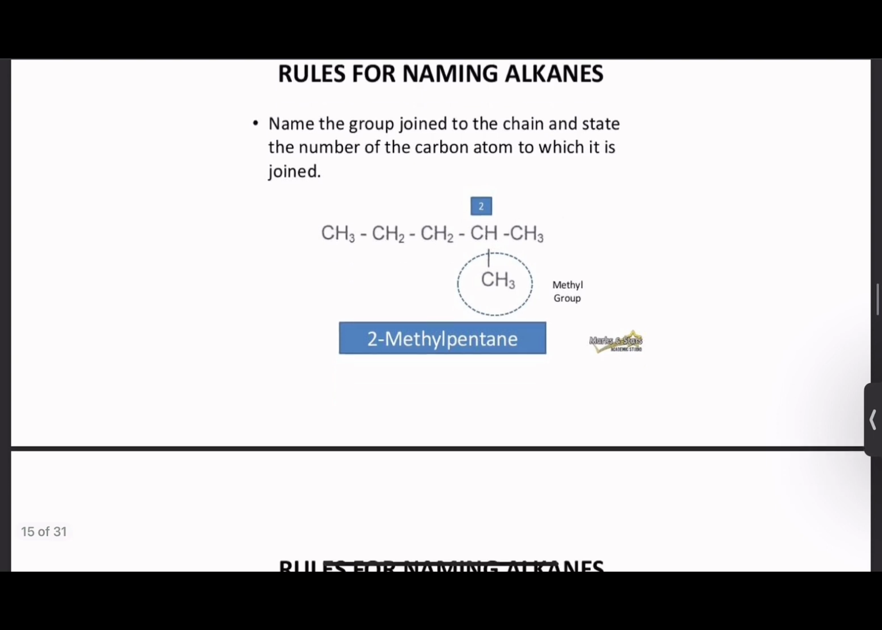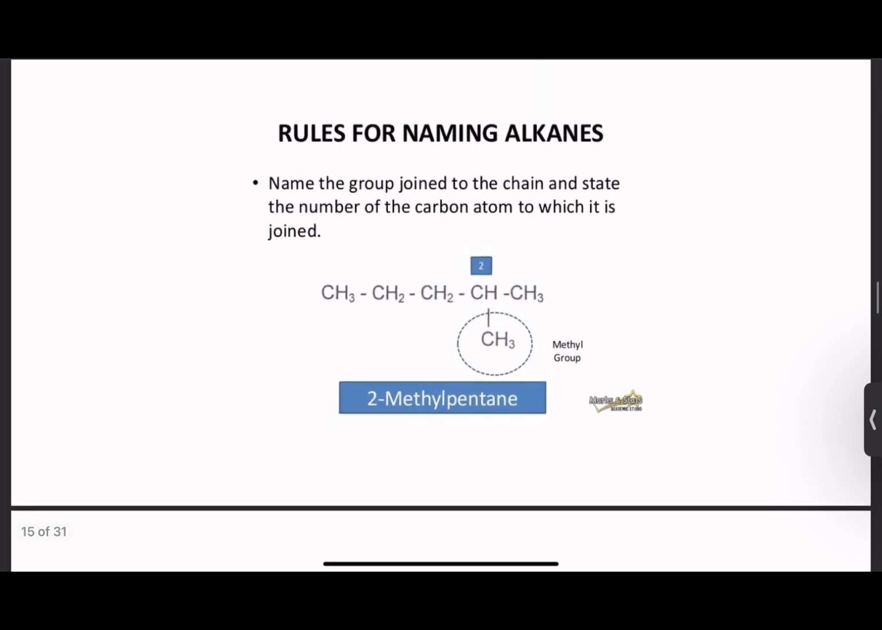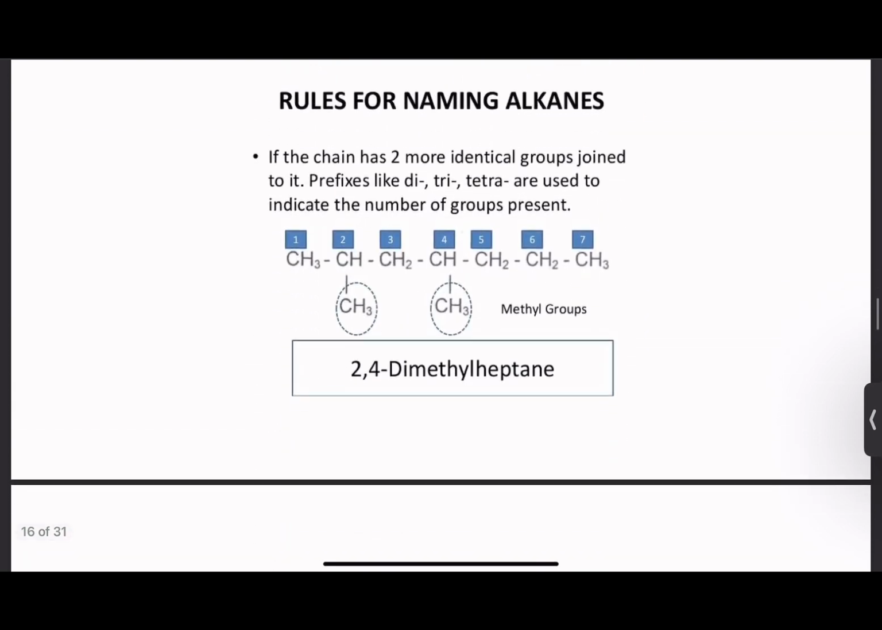Okay, now rules for naming alkane again. So we did this. Now we're gonna go with this guy. We have here the longest chain is this, okay? We have 7 carbons here. So which way should I start numbering? From left to right or right to left?